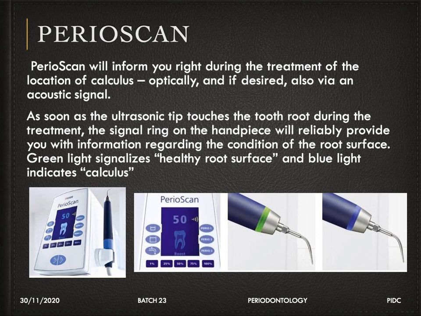By that you can do a very minimally invasive procedure. That means you can do a root debridement without removing healthy cementum. You will remove only calculus. Wherever there is calculus, it will give you a blue light. Once you remove the calculus, it will turn into green. So you can identify whether there is calculus present or not without any tactile sensation. That is the advantage of this instrument. But the problem is it is too costly to afford.